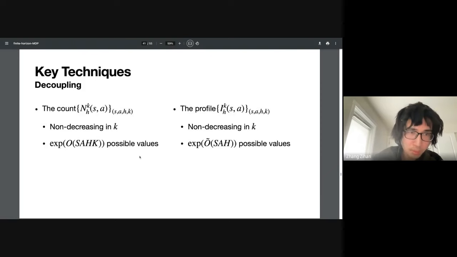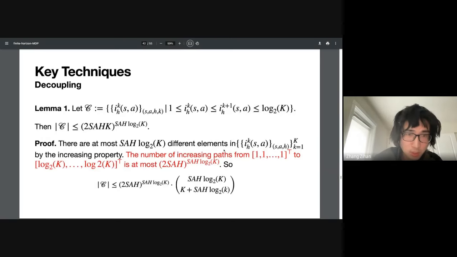Here is the comparison between the count and the profile. The count has a large number of possible values, but it is very good that the profile has at most exponential of polylog of SAH possible values, because the count is non-decreasing in K and the profile, with the floor of log, is also non-decreasing in K. Here is a simple proof for this claim. Basically we are proving that there are at most exponential of polylog of SAH choices for the profile.